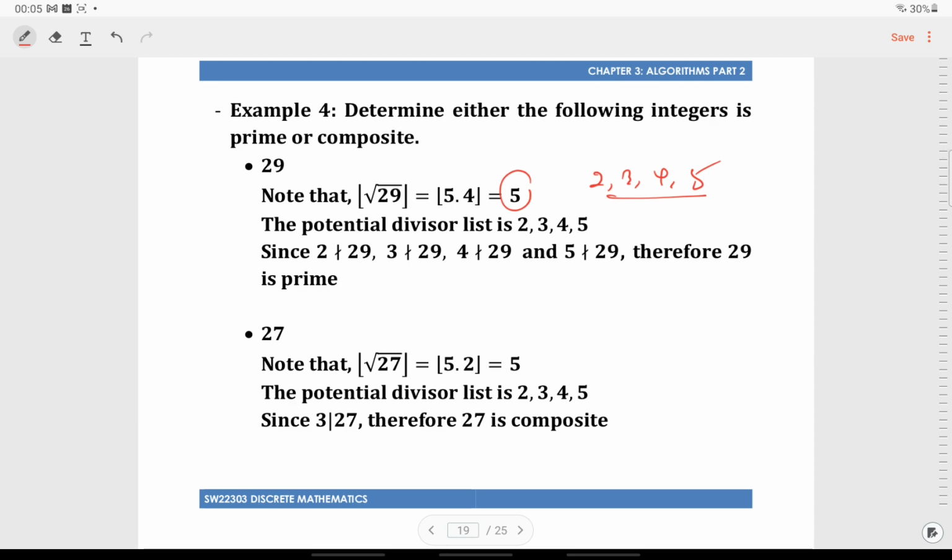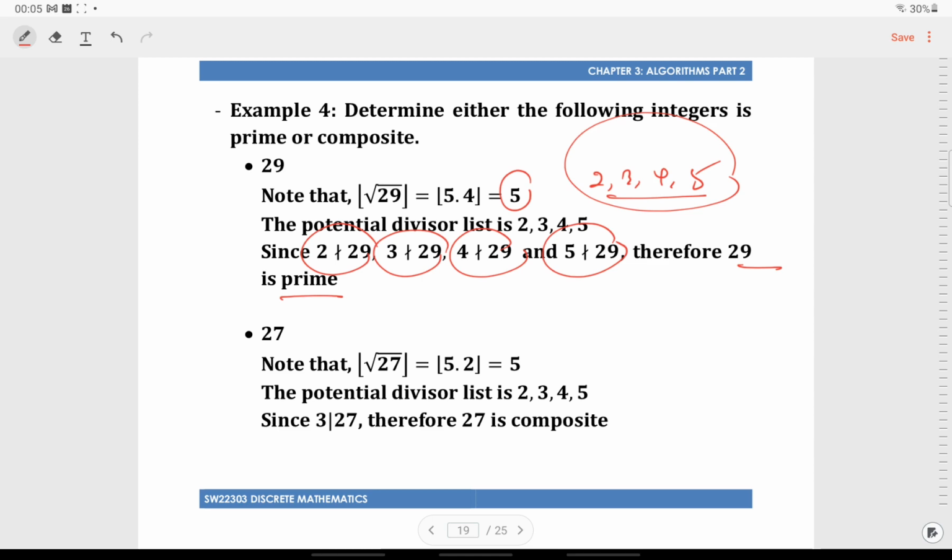We divide 29 by 2, we divide by 3, 4, and 5. We notice that all these divisors fail to divide 29. So 29 is concluded to be a prime number because from this list, none of these numbers can divide 29. So the only divisors of 29 are 1 and 29. So 29 is a prime.